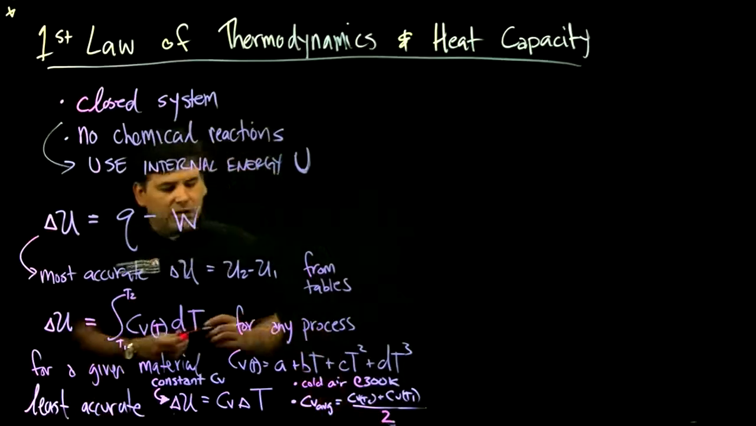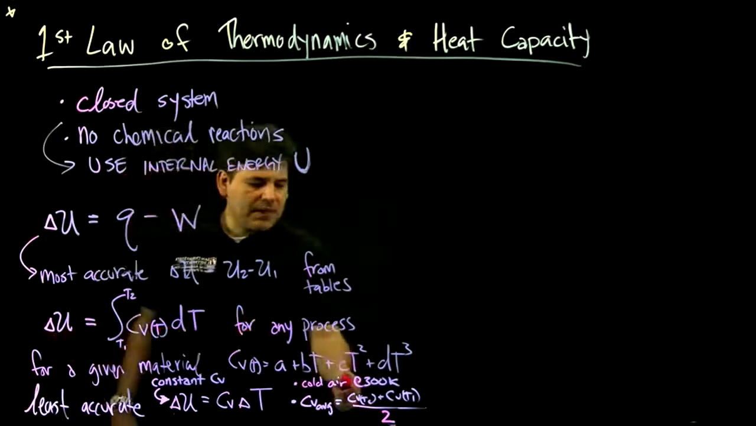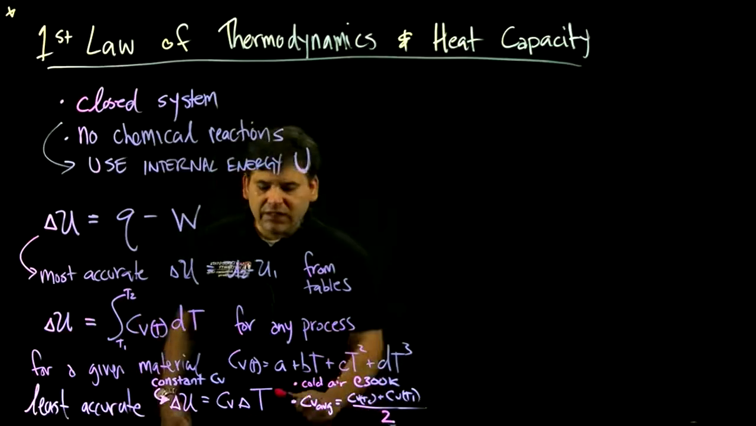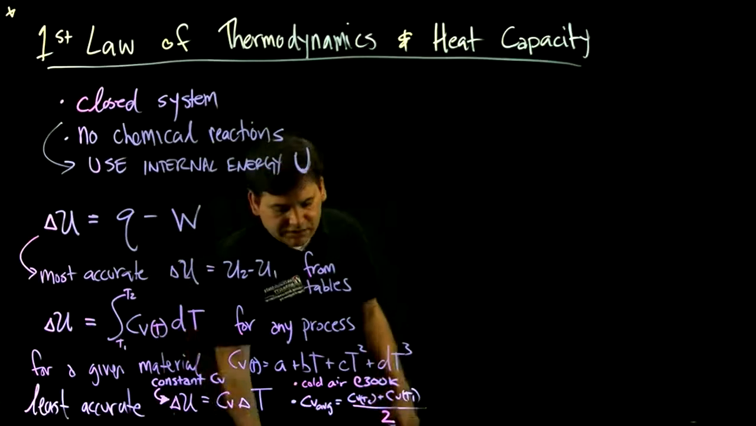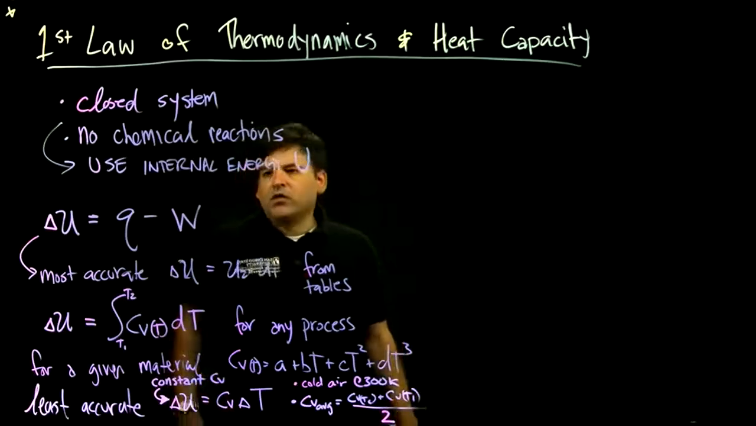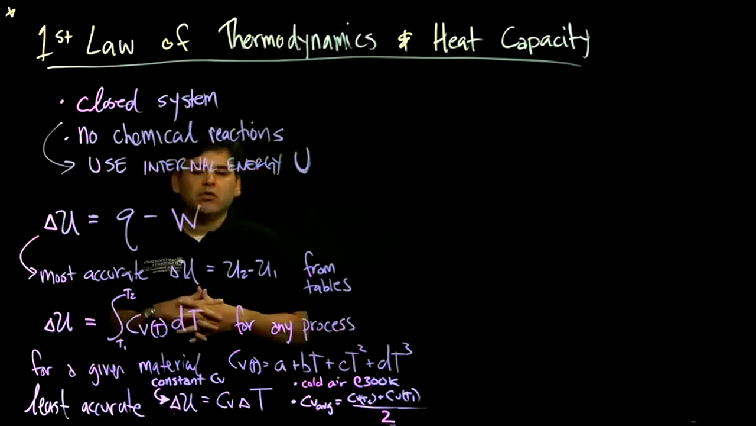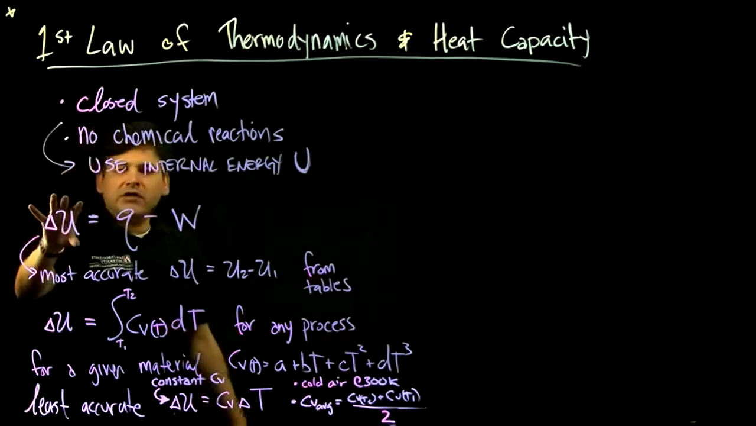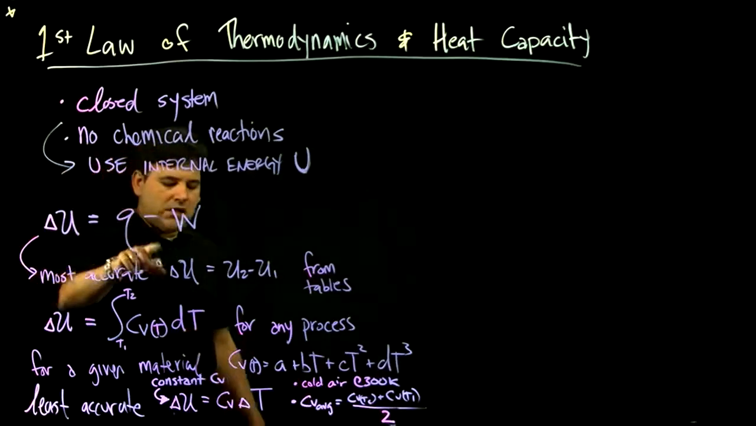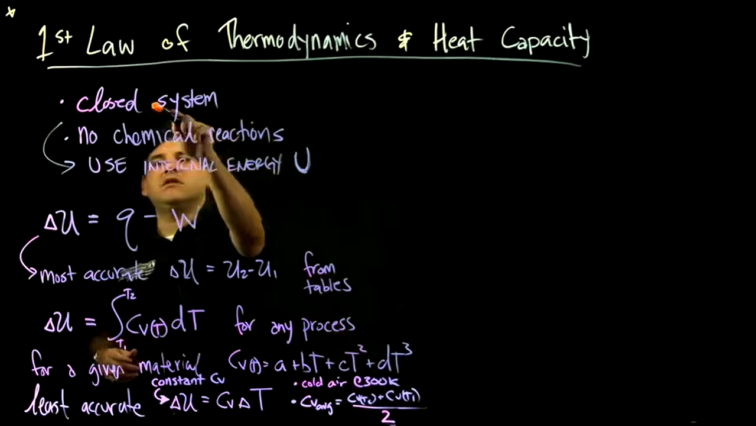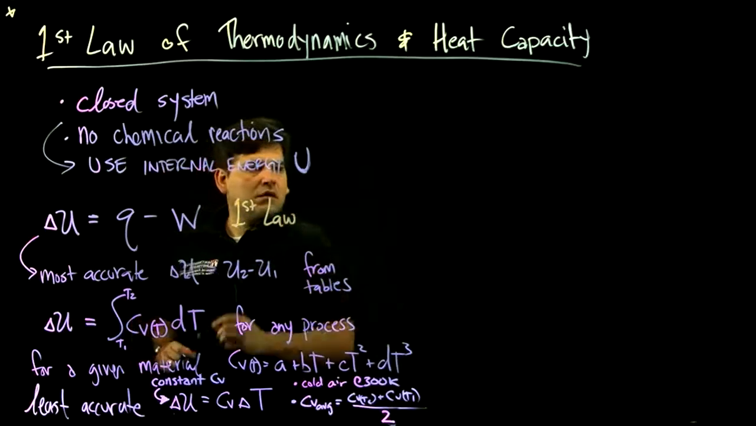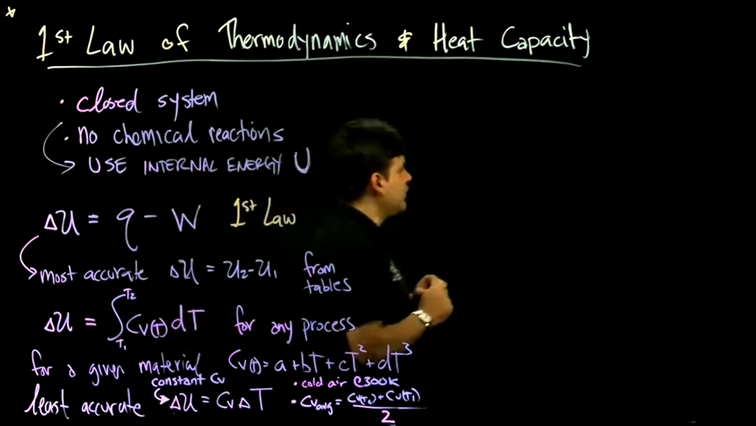Or if you wanted to be a little more accurate, you can say that if you know the temperature at the end, you know the temperature at the beginning, you can pick some middle ground. It'll still be constant, but you can just take the average. Okay, so this is how you would use the first law. You would use internal energy in the first law if you had a closed system with no chemical reactions. This is the most useful way to use the first law of thermodynamics.